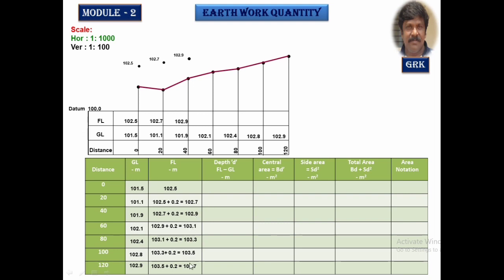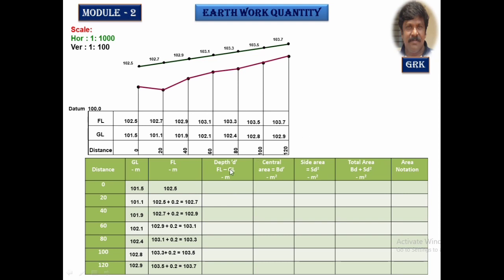Like this, you calculate all the values and plot them over here. So these are the points of the formation level above each chainage. Join them. This is the road formation level.